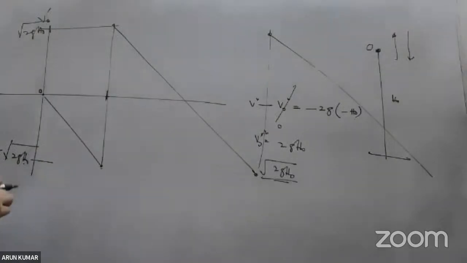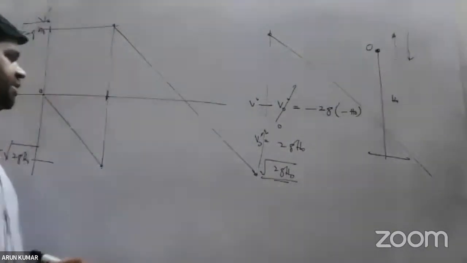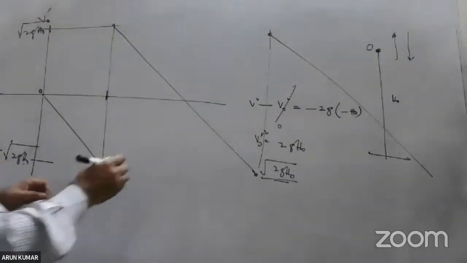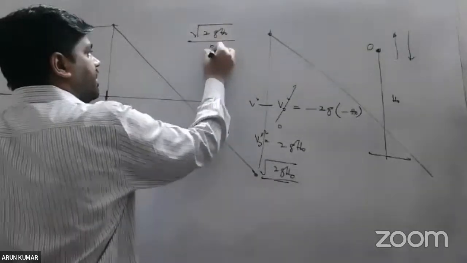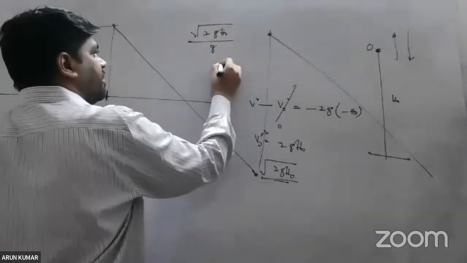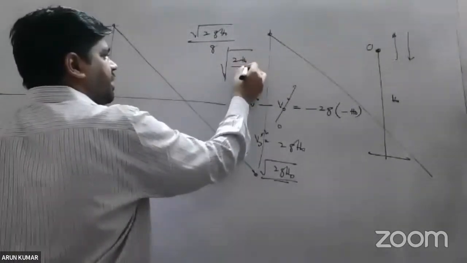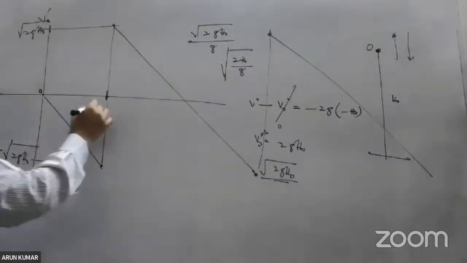Who said that? Shravani, sir. Yeah, good Shravani. That's V naught by G. Why is it V naught by G? V naught is root 2gh, by G. So that becomes root 2h by G. So this is root 2h by G.